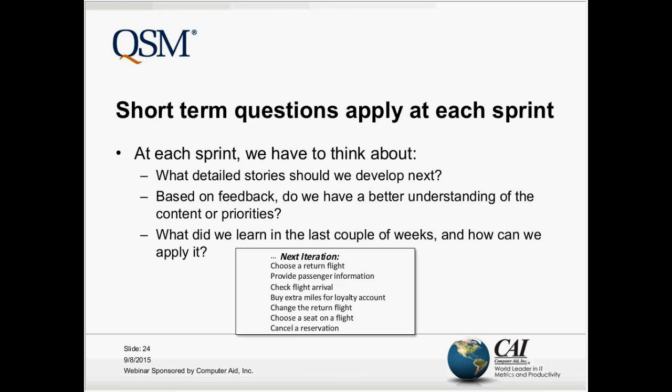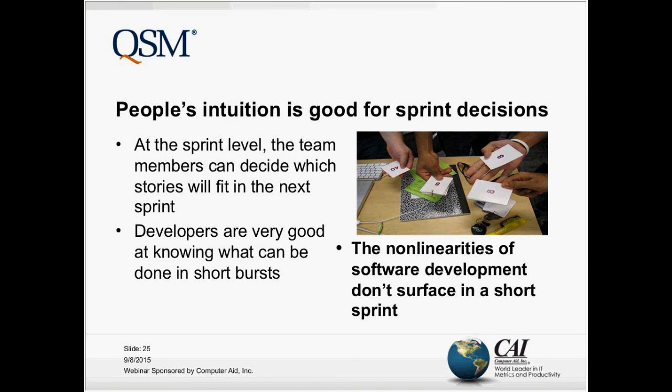Teams will get very good at making these short-term decisions. They have the direct knowledge needed to make them. We'll talk a lot about the nonlinearities of software projects as a whole that make release estimation difficult, but these nonlinearities don't surface in a short 2-week sprint. People get very good at figuring out on their own what's next.